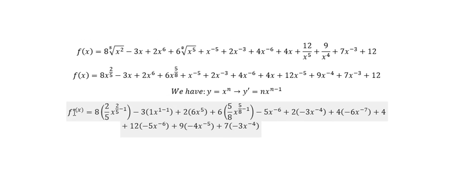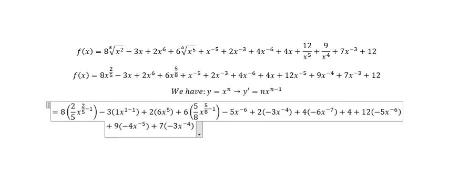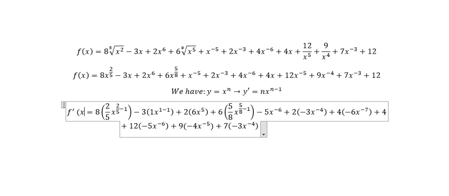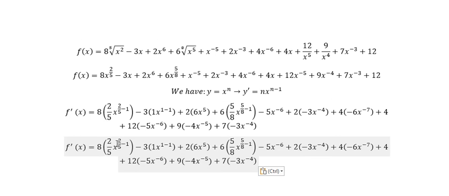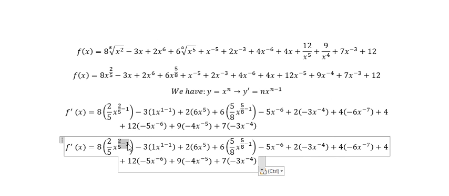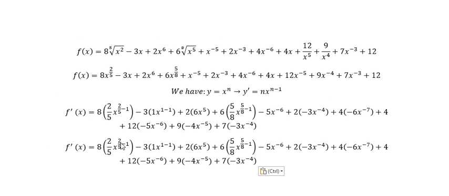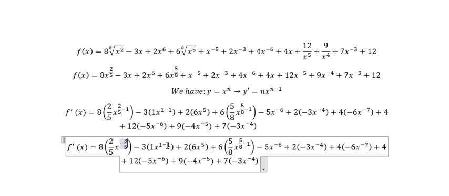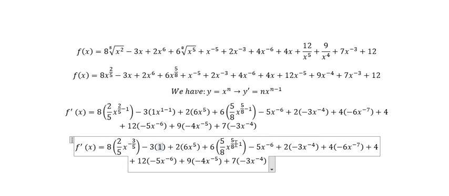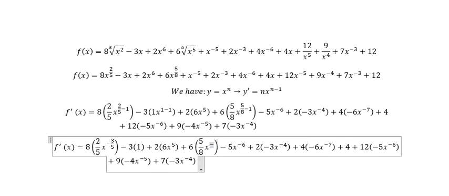Now, we need to simplify everything in here. So, 2 over 5 minus number 1, we have negative number 3 over 5. This one, we have 0, so we just have number 1. This one, we have negative number 3 over 8.